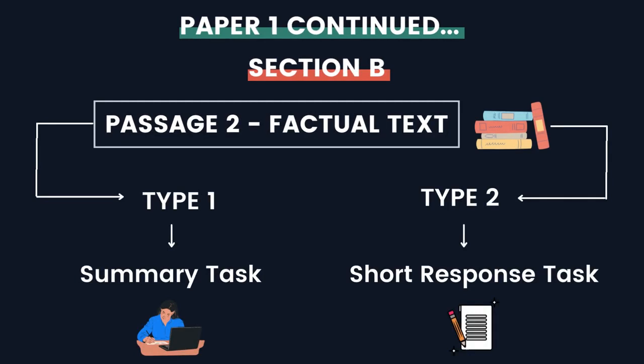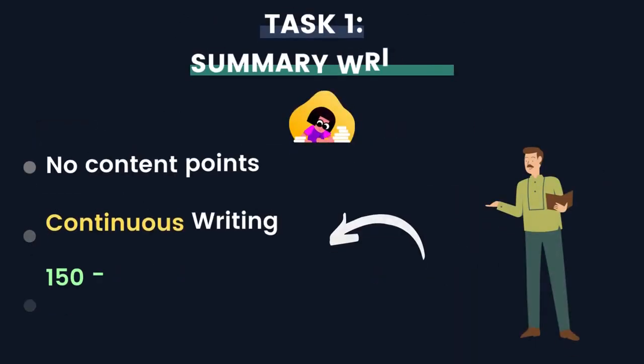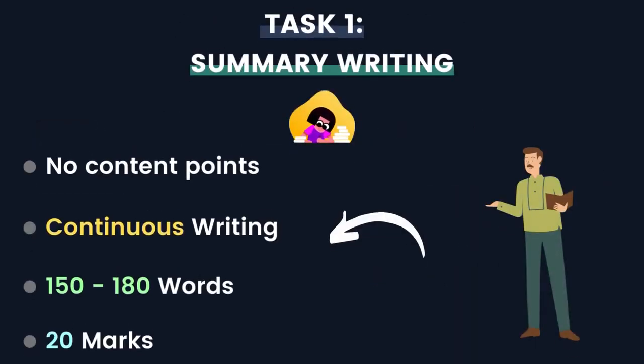And using the information, you will answer 2 types of questions, a summary task, and a short response task. Let me explain this to you in detail. To attempt the summary task this time, students will not have content points, like the current paper format. In fact, they will read the passage to write a summary of 150 to 180 words, in continuous writing. And this task is of 20 marks.